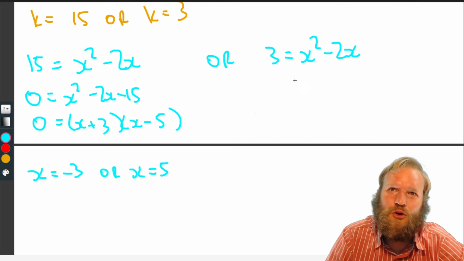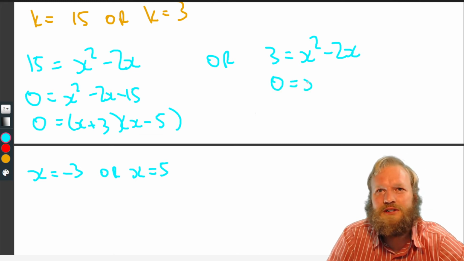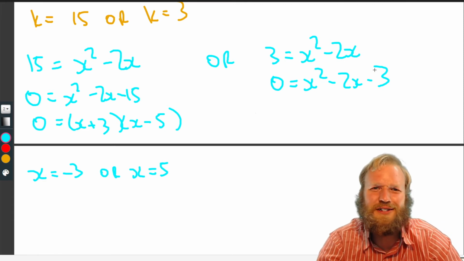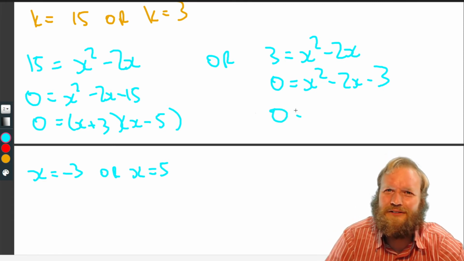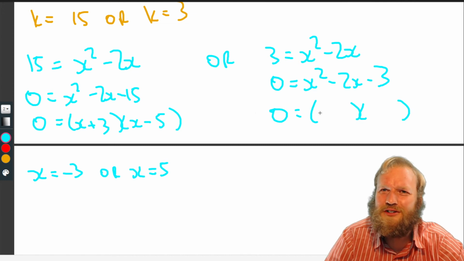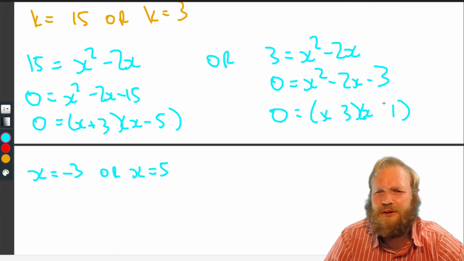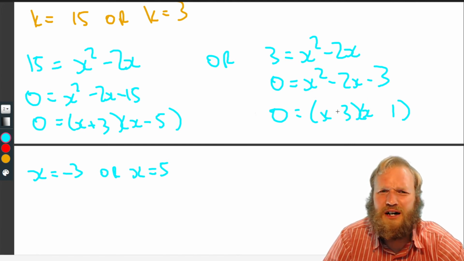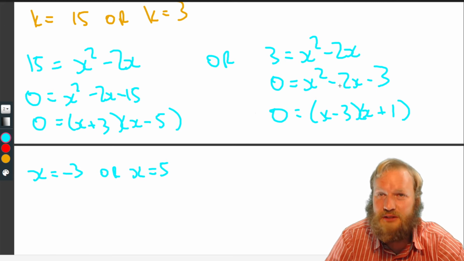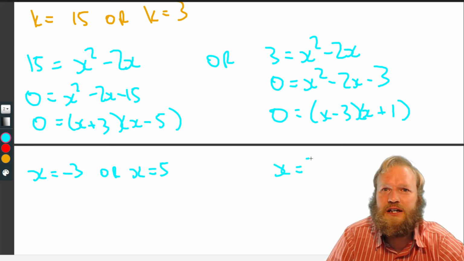Whew. Or this side, 0 equals x squared minus 2x minus 3. Okay, this one's a bit easier to factorize, isn't it? Yeah, well, if the answers are integers, then it's a bit easier. So we got 3 and 1, must be, if the answers are integers. What are the signs? Okay, well, we definitely got minus 3 plus 1, minus 3x plus x gives us our minus 2x. So x equals 3 or x equals minus 1.